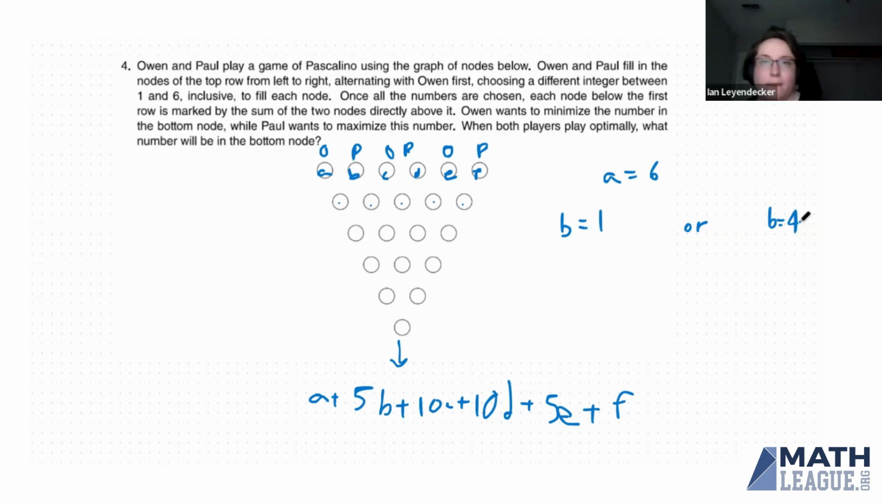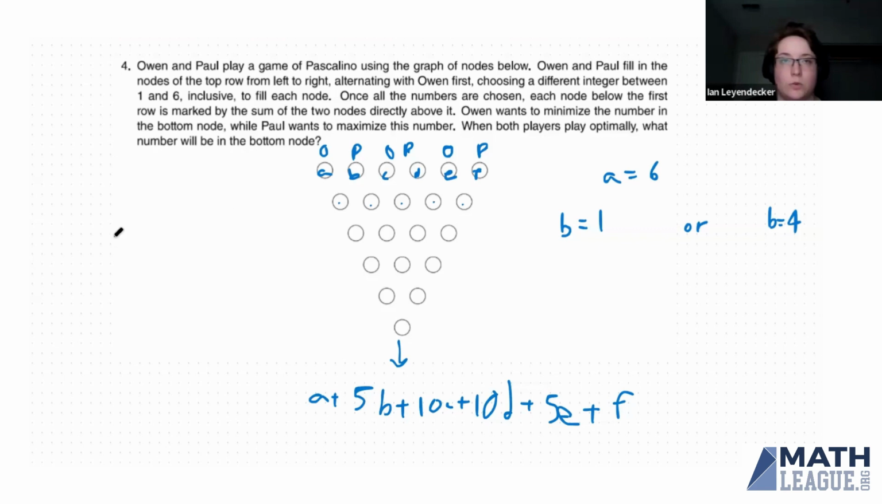Now, if Paul chooses 1, then Owen has to put at least 2 in place C. And once Owen puts 2 in place C, Paul puts 5 in place D. Then the only things left to assign are 6 and 4. Owen, since he wants to minimize, will put 4, and Paul will put Owen will put 2, Paul will put 4.